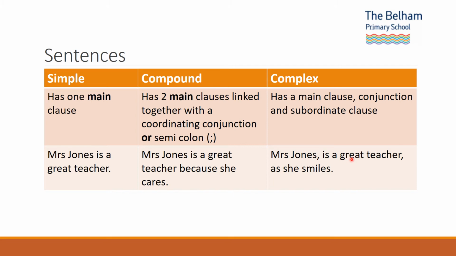So we can see an example here. Mrs. Jones is a great teacher as she smiles. Mrs. Jones is a great teacher is the main clause. If we took it out and had it stand on its own, it would make perfect sense. As she smiles is the subordinate clause, because if we took that out and stood it on its own, it wouldn't make sense without the context of the rest of the sentence. And we have the conjunction as in there too. So we have simple, compound and complex sentences.